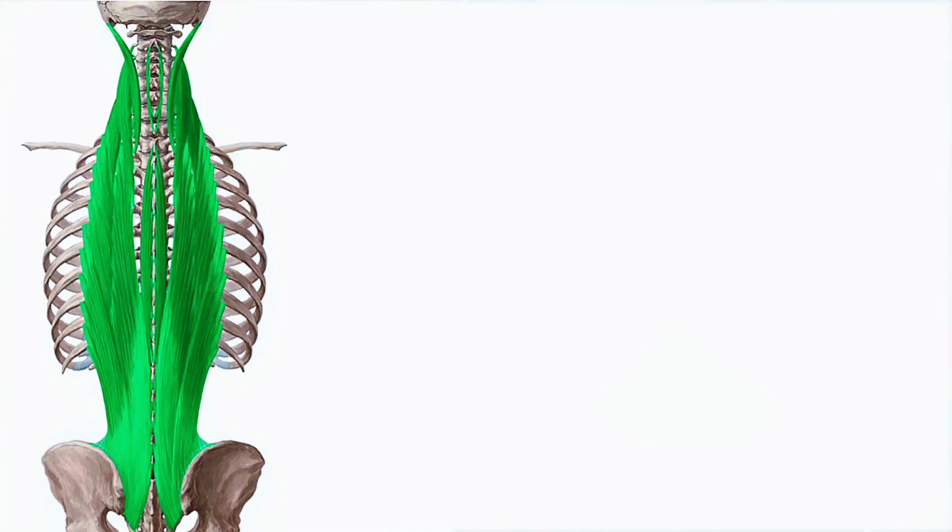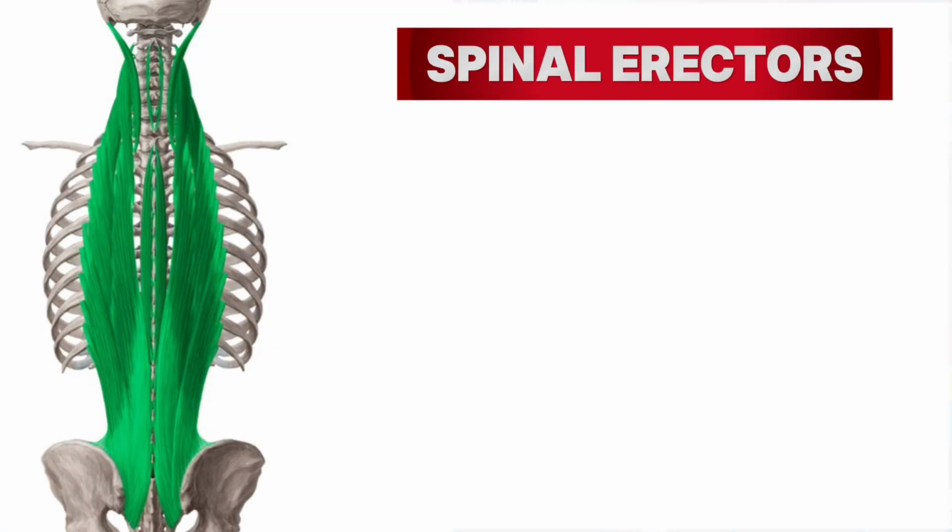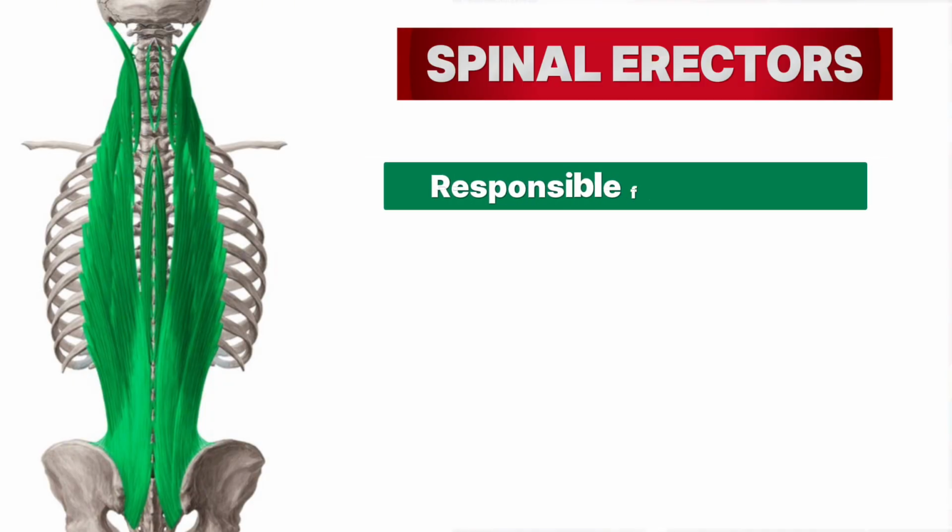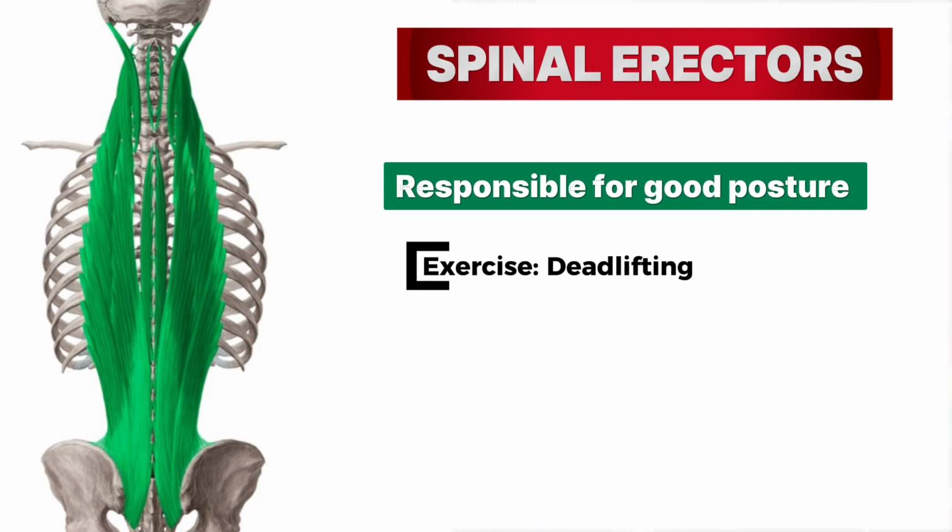Now let's talk about the spinal erectors. The spinal erector muscles are seen along your spinal column from the lower to the upper back, and they are responsible for good posture. The best exercise to target the spinal erectors is deadlifting. Make sure you don't skip your heavy deadlift exercise.